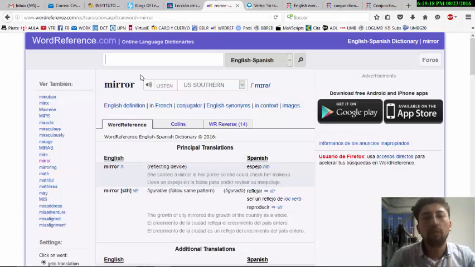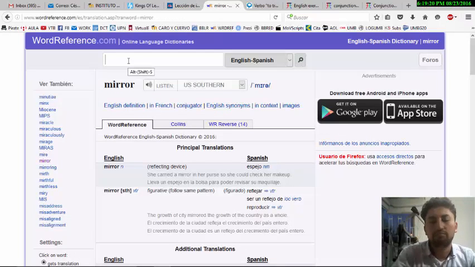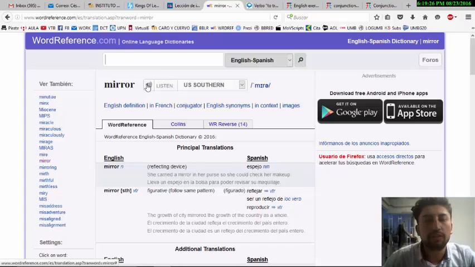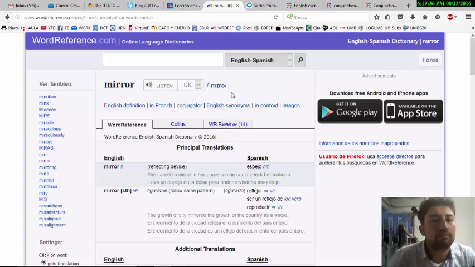Another one is WordReference. Here I have a word selected. The word is mirror. One of the very good features of this webpage is that you can actually listen to the word. Mirror. You see, you can listen to the word and you can listen in different accents. Mirror.